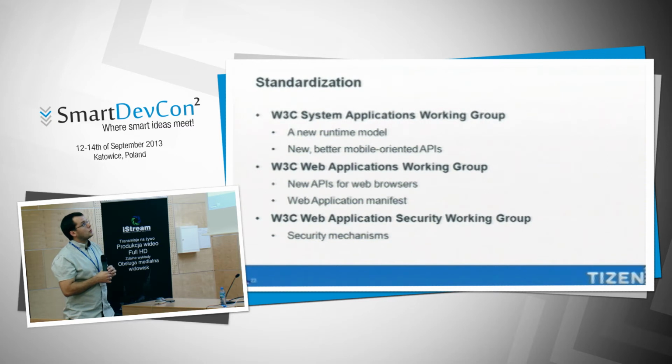The System Applications Working Group, which is delivering a new runtime model, a new way of launching and managing applications, running applications, and it delivers new mobile-oriented APIs. Then there's the Web Applications Working Group, which still exists. It delivers new APIs for web browsers, really good APIs. And it also works on the Web Application Manifest that I talked about earlier.